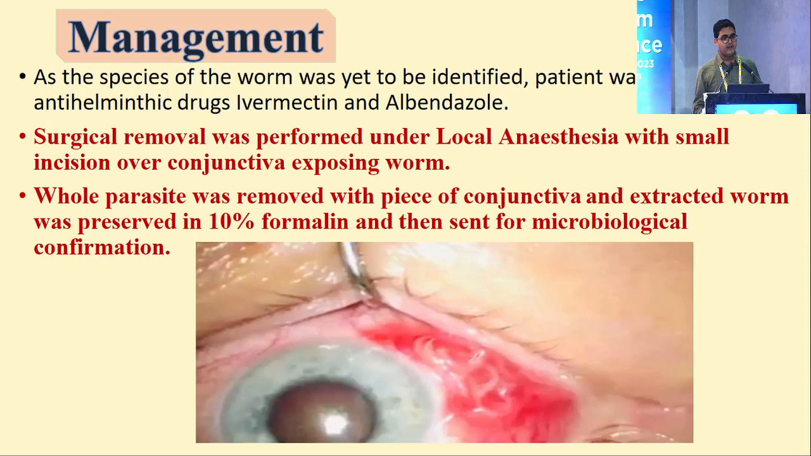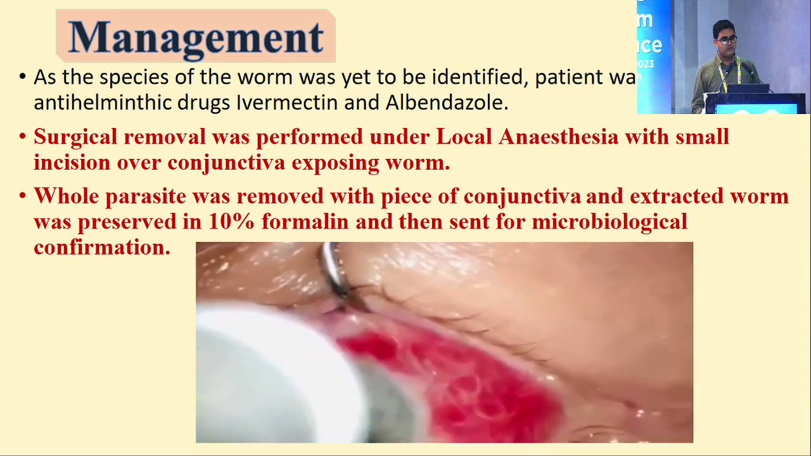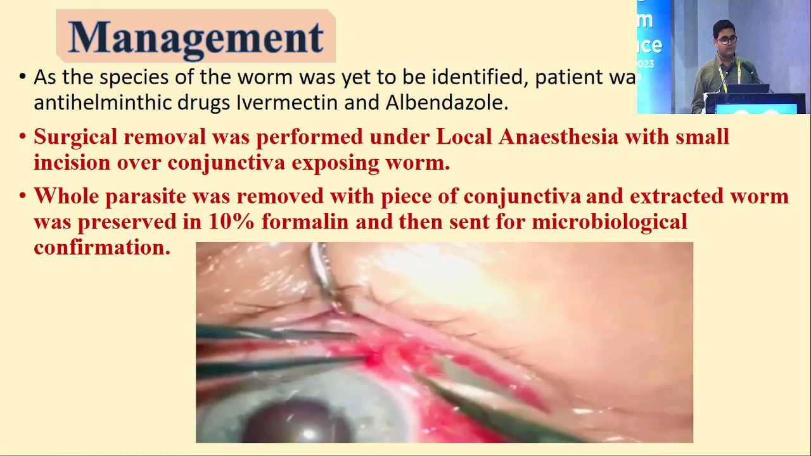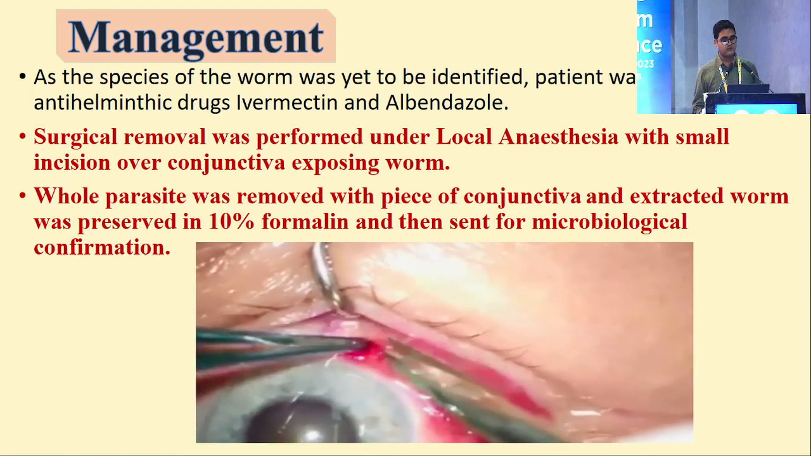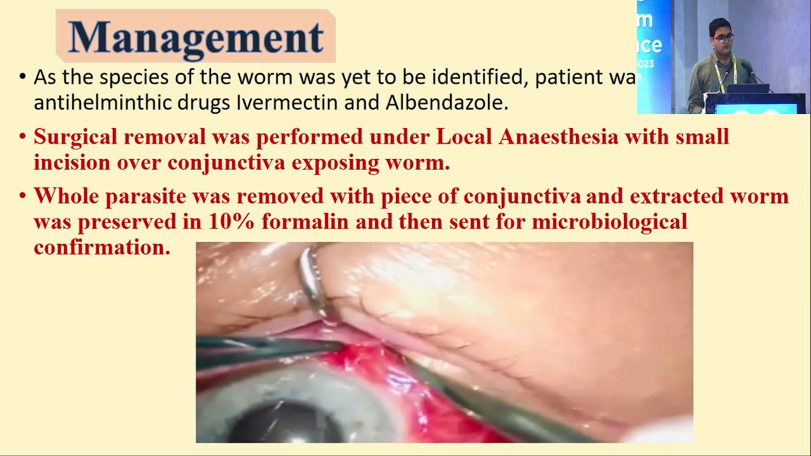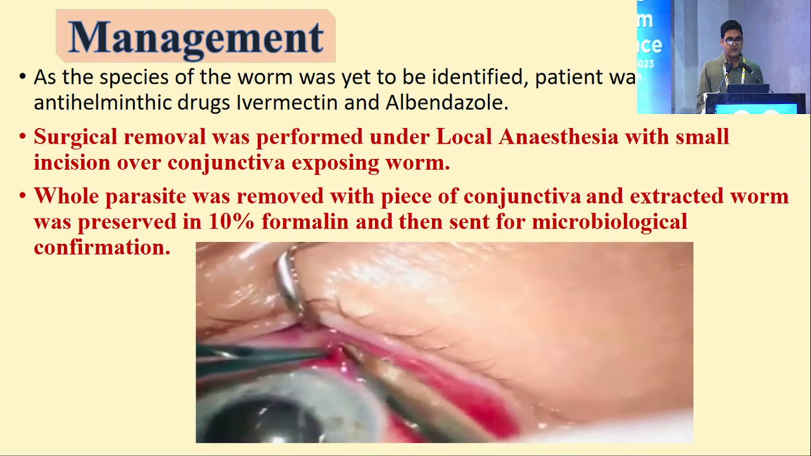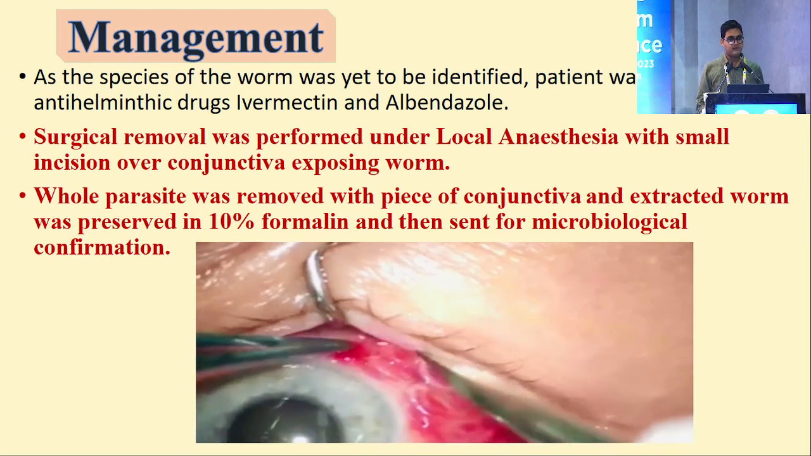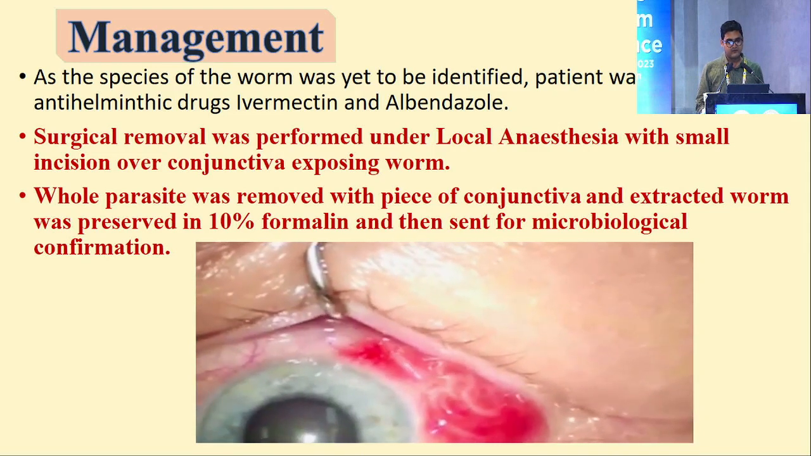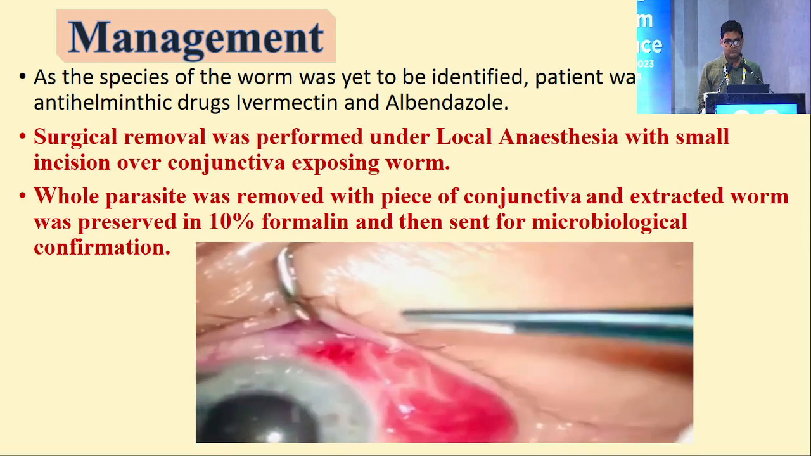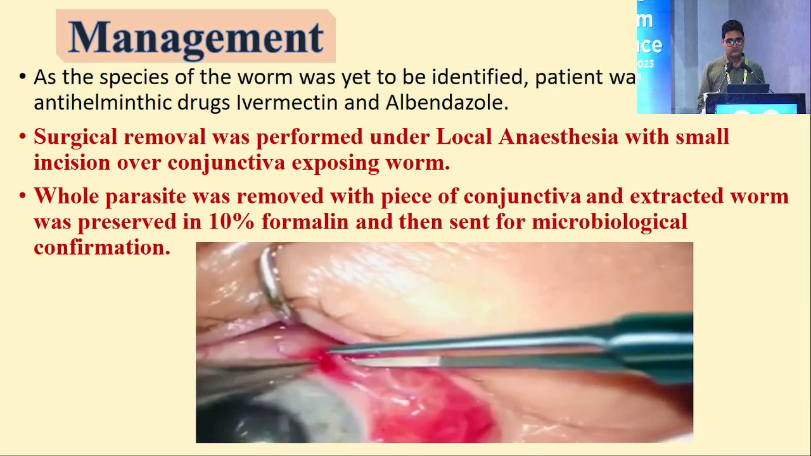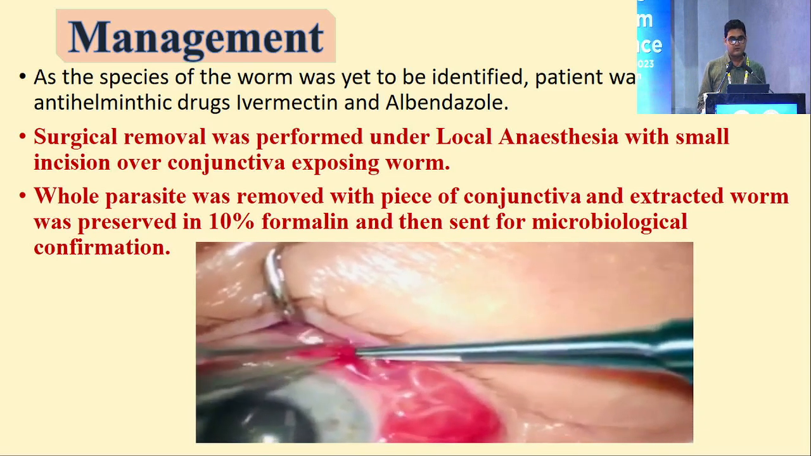Coming to management, as the specimen of the worm was yet to be identified, the patient was prescribed antihelminthic drugs, ivermectin and albendazole. Surgical removal was performed under local anesthesia with a small incision over the conjunctiva, exposing the worm. The whole parasite was removed with a piece of conjunctiva and the extracted worm was preserved in 10% formalin, then sent for microbiological confirmation. Here we can see the worm being extracted.